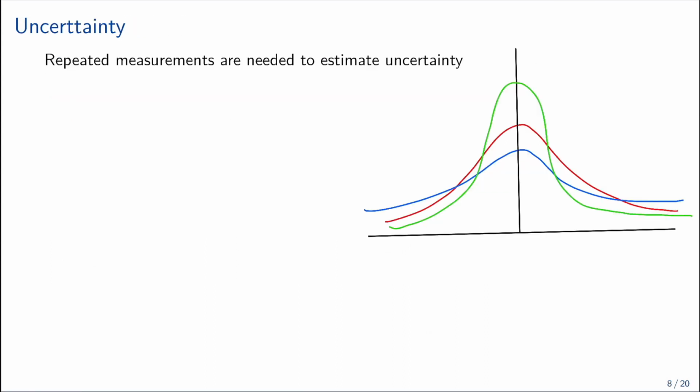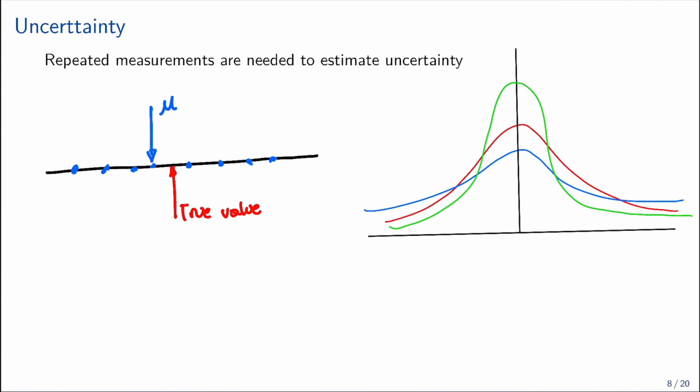Uncertainty. How to reduce the uncertainty? Well, we have to repeat the measurements in order to estimate the uncertainty. Let's see, for example, we have our data set. Let's say the true value is here, and then we have our measurements. Mu will be somewhere over there. So we have our bias, which is the distance from the mean, and the uncertainty, which is how close together are the points.